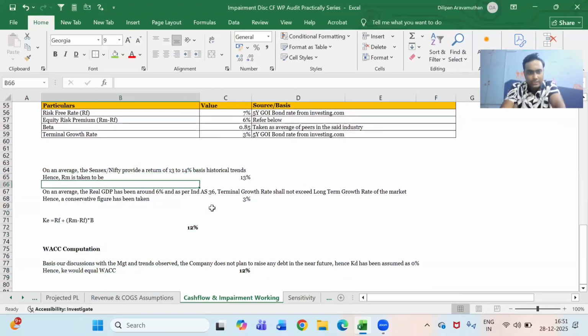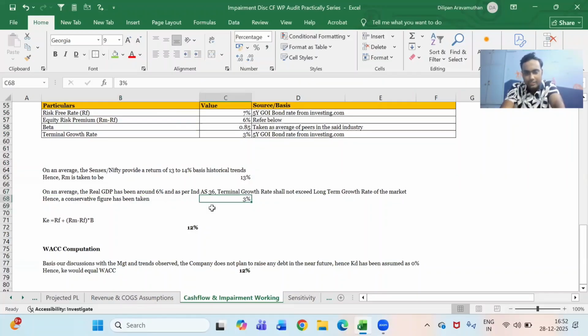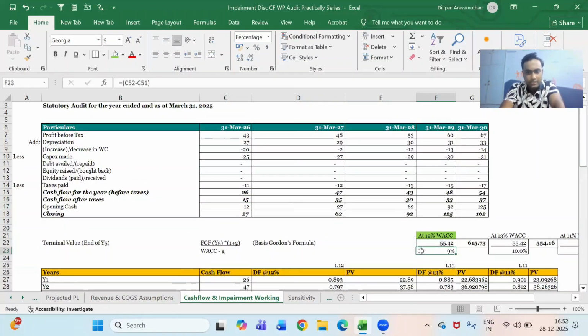Now let's look at the terminal growth rate. Basis the real GDP growth that's been observed, we see that it comes around 6%. But what Ind AS 36 says is that your terminal growth rate shall not exceed the long-term growth rate of the market. So what we are doing as auditors, and what the management also feels, is that growth of 6% is there in the economy, that is true, but in an industry, achieving that growth is very tough. So we can maybe look at a growth of 3% on an average. The management feels that we'll take a growth rate of 3%, not 6%, because 6% is for the economy as a whole, but us achieving 6% is kind of unrealistic. So let's go with 3%. So we take a growth rate of 3%. That is how we apply the terminal growth rate here, and we get that number. I hope that is very, very clear, guys.